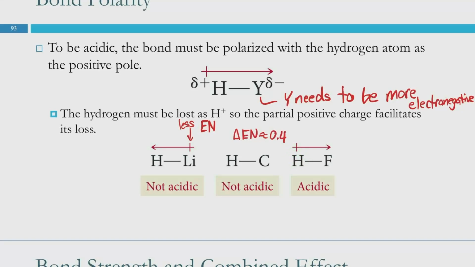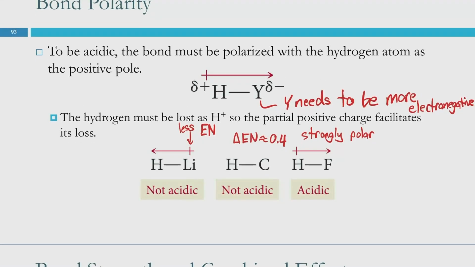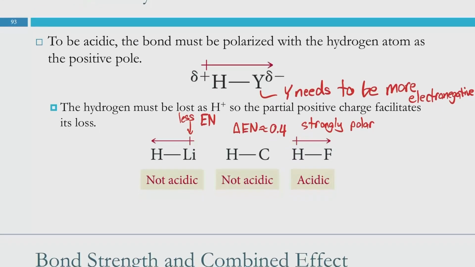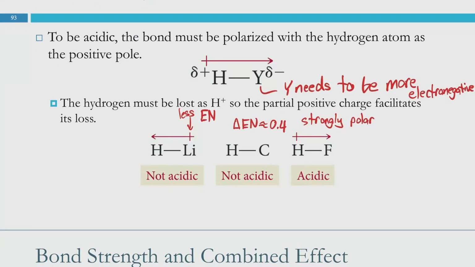If we have hydrogen bonded to fluorine, fluorine's our big bully of electronegativity, the 4 value. And so this is going to be a very strongly polar bond, with fluorine hogging the electrons. And so that makes for an ideal situation for hydrogen leaving without any electrons. So that's our first condition that we need for something to be an acid.